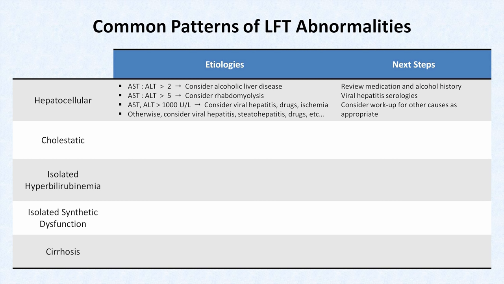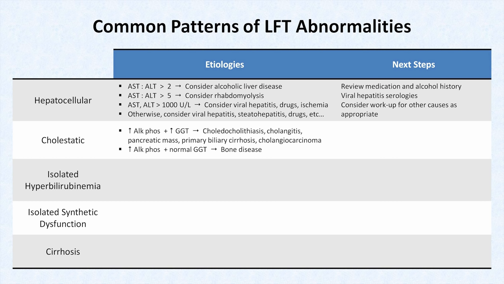For the cholestatic pattern, if alk phos and GGT are both increased, consider primary biliary diagnoses such as cholecystitis, cholangitis, an obstructing pancreatic mass, primary biliary sclerosis, and cholangiocarcinoma, among many other diagnoses. If the alk phos is increased but GGT normal, consider bone disease as a likely cause. The next steps here: if GGT is elevated, get a right upper quadrant ultrasound, or debatably an abdominal CT. If the GGT is normal, consider a bone scan and/or malignancy workup.